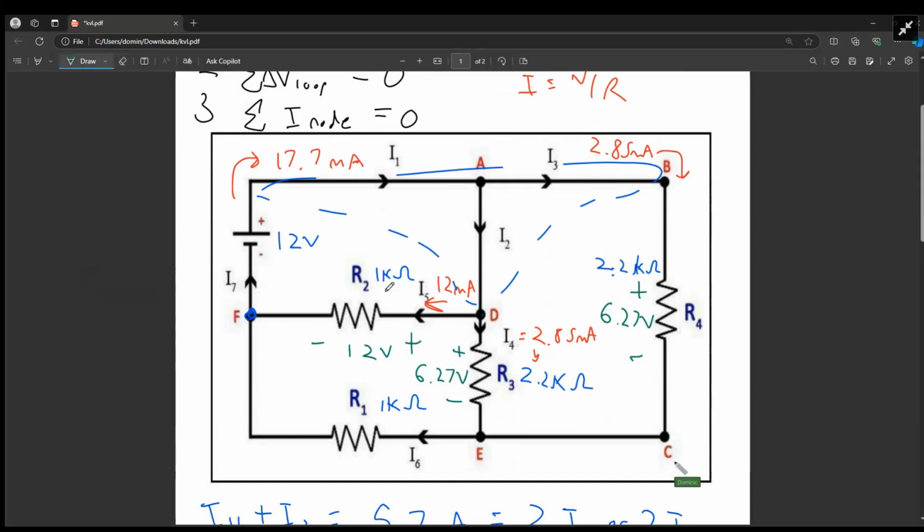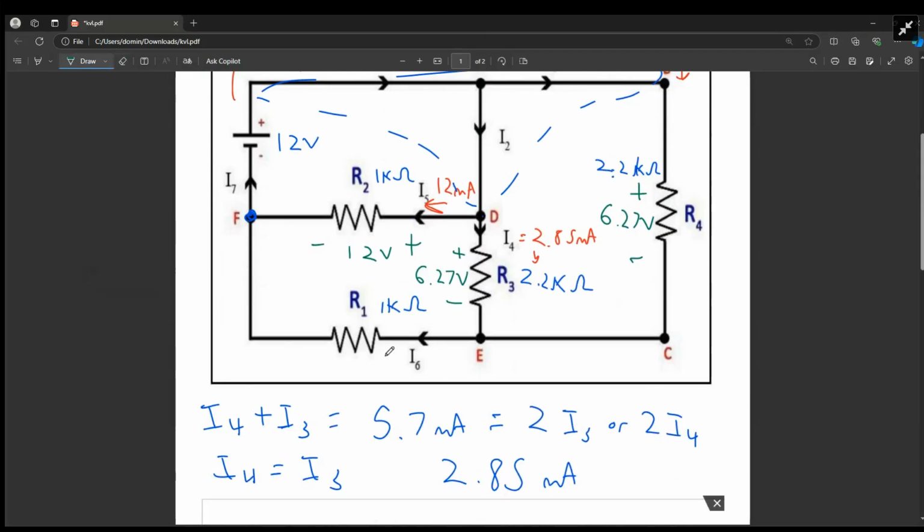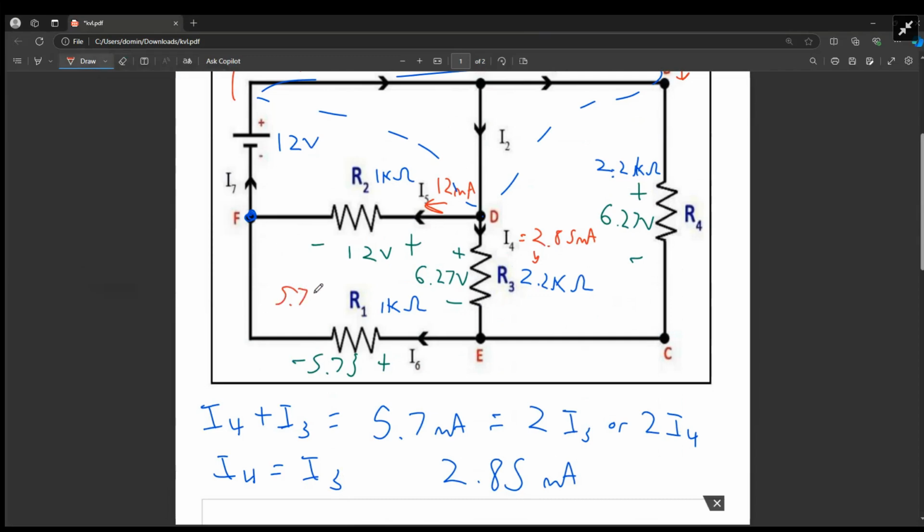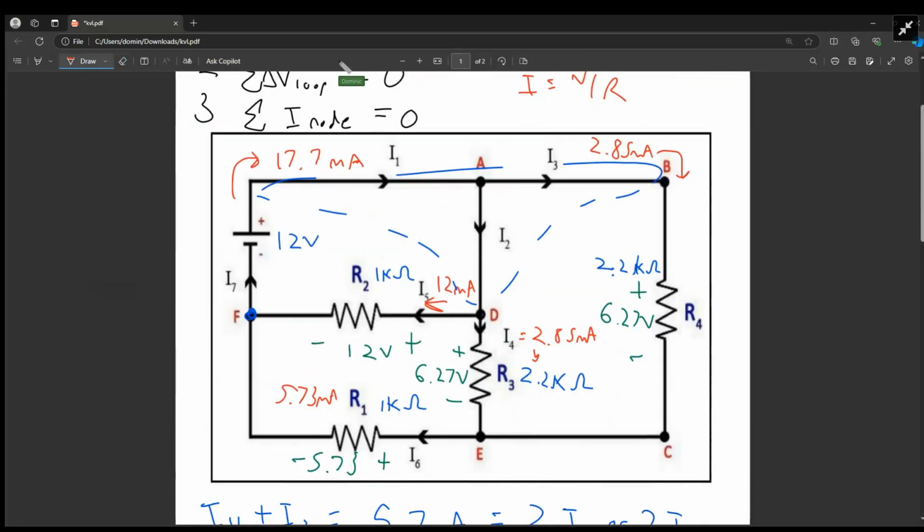Okay, and now we just have this last resistor here. Note that this is a loop. So if I have 12 going up here, 6.27, their difference will be this last drop here. So what I can do is take the difference, 5.73, and that's going to be after going this way, 5.73. And if I divide by 1.1K, that'll be 5.73 milliamps. And that will do it.